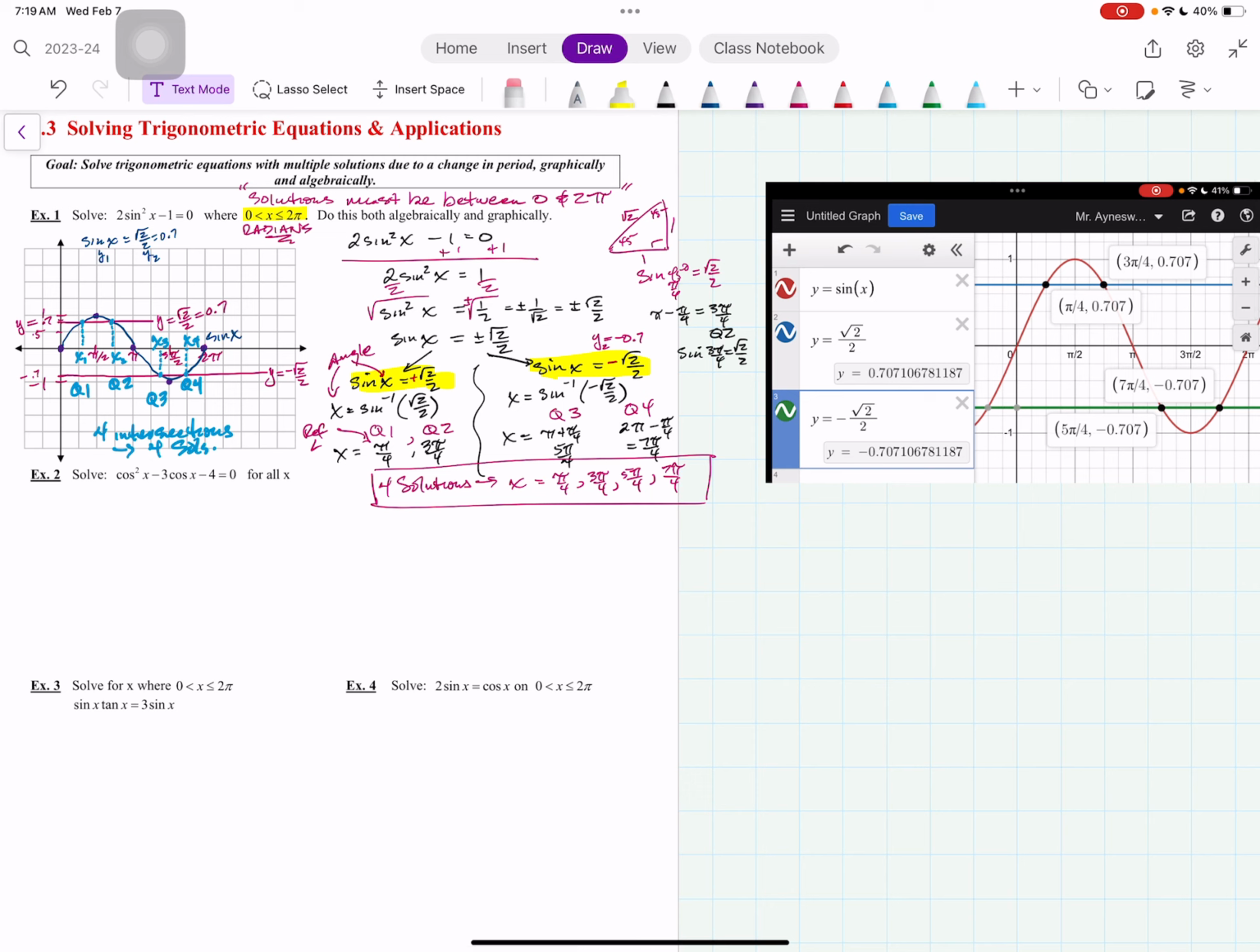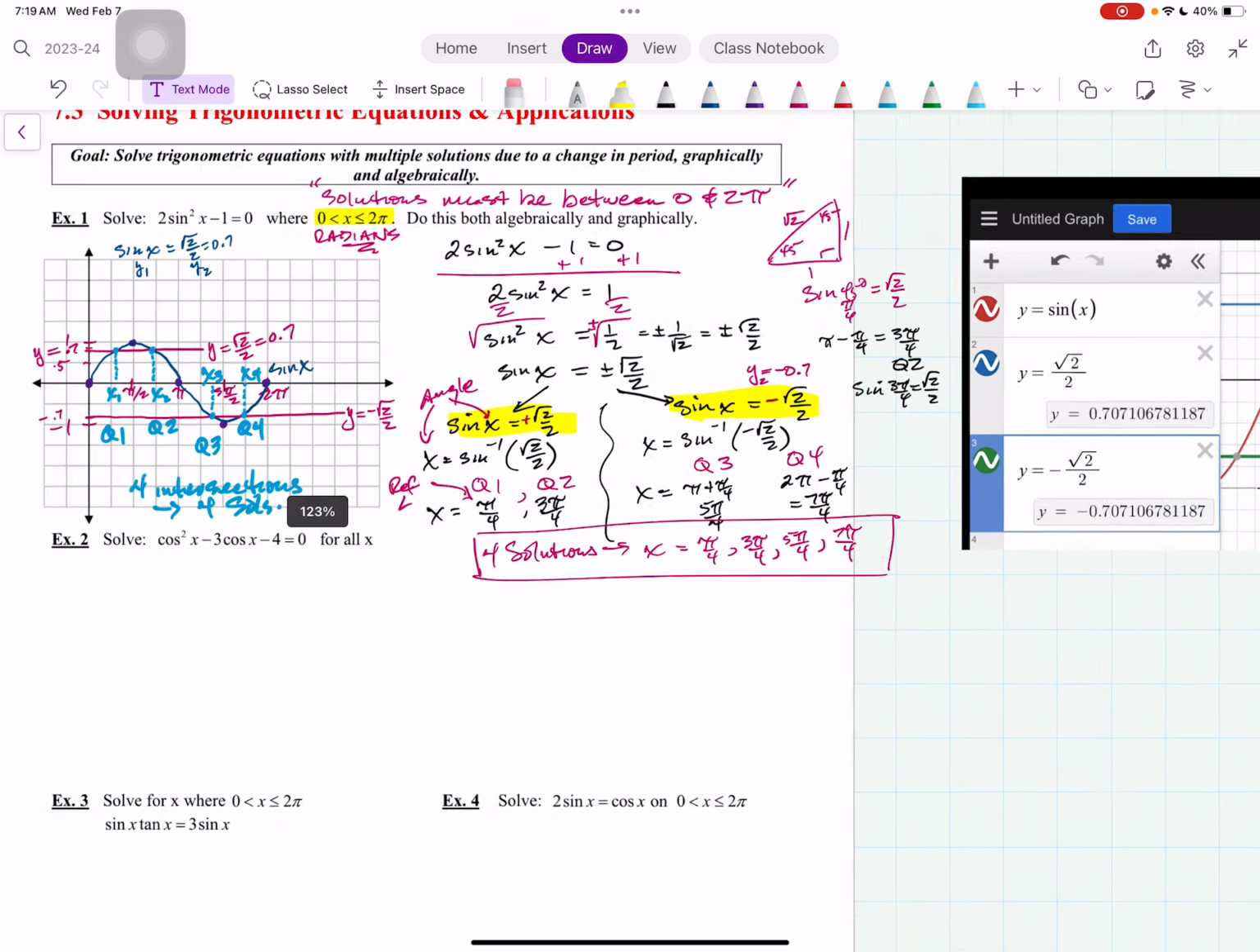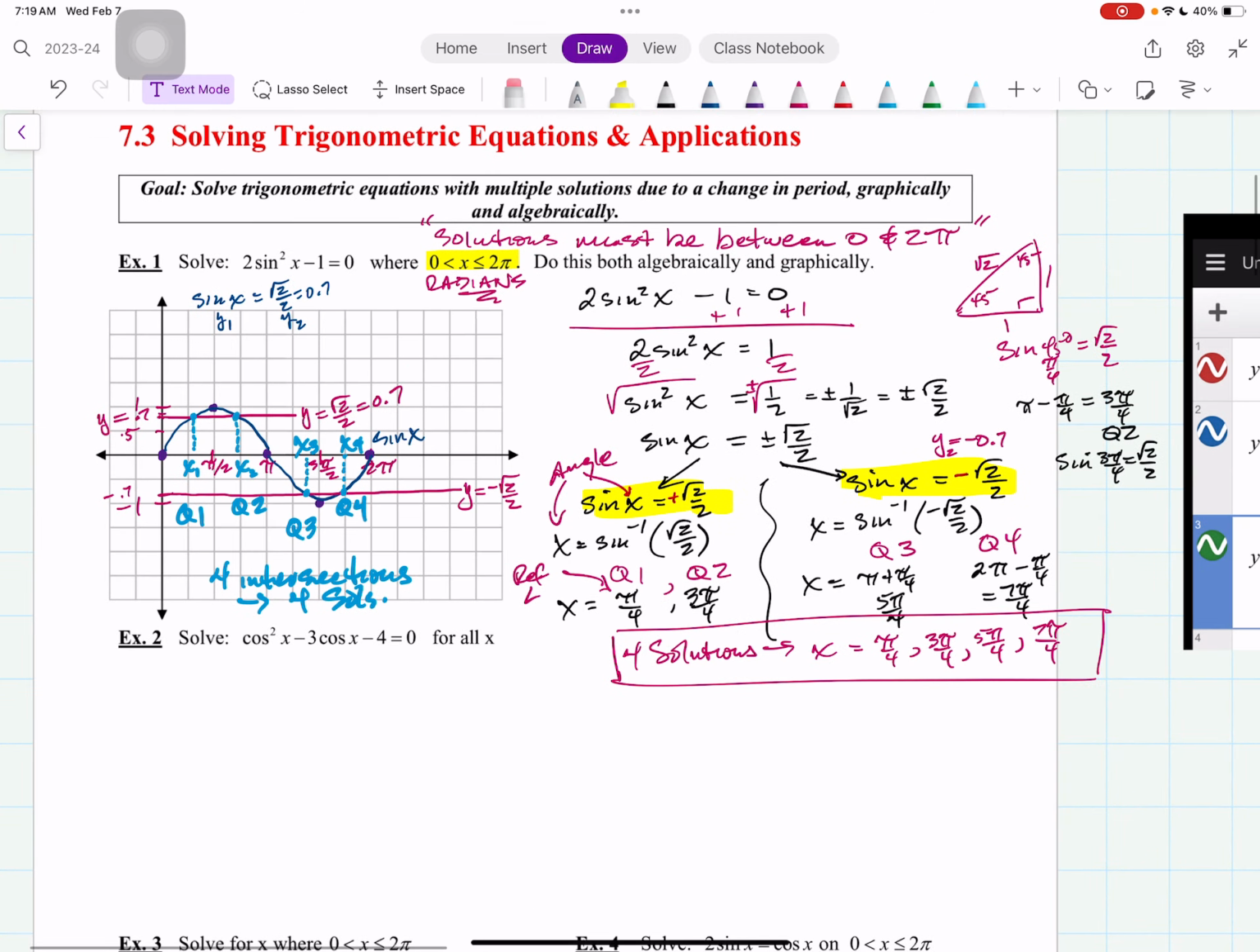We could have skipped the algebraic process and gone right to Desmos. But obviously we don't want to do that, right? We want to be able to do things by hand because that's what they're going to require you to do on your AP test. You've got to know your stuff. So you don't need the calculator. I was just using that to validate.